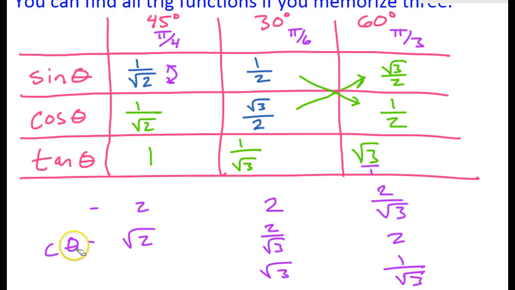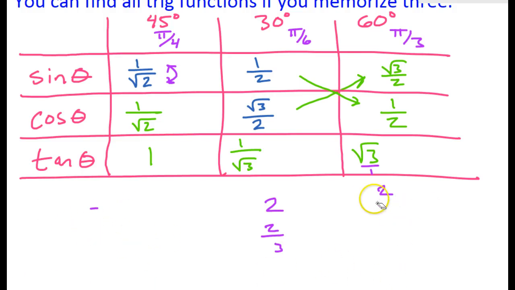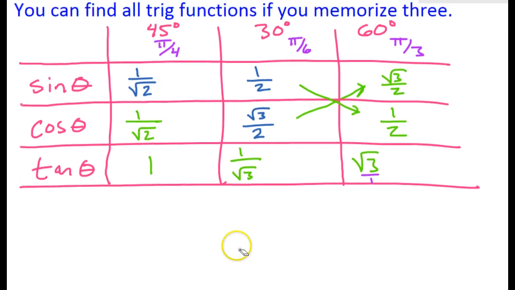Now, there's one other little detail I'm going to squeeze in here. You'll notice that for sine and cosine here, I wrote 1 over radical 2. Sometimes you will see this written as radical 2 over 2 instead. These are the same thing. So you can write it either way you want, but those are the same. So 1 over radical 2 is the same as radical 2 over 2. Similarly, 1 over radical 3 is the same thing as radical 3 over 3. So sometimes you'll see it written that way.